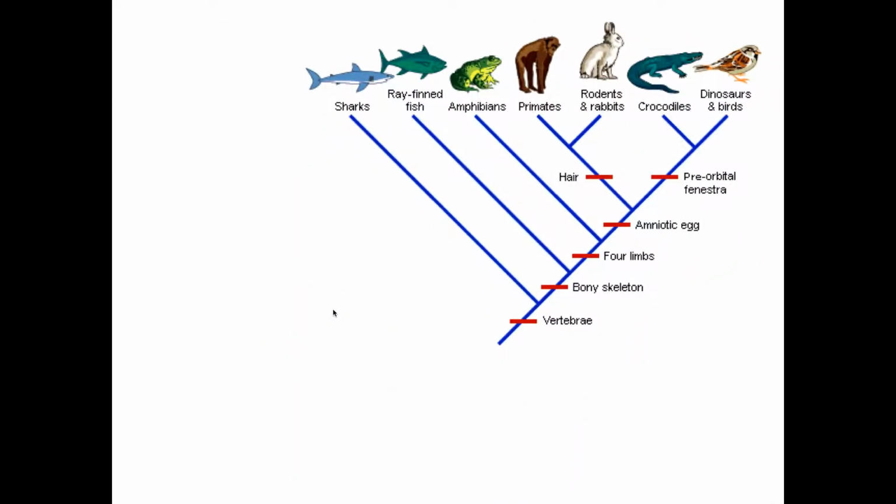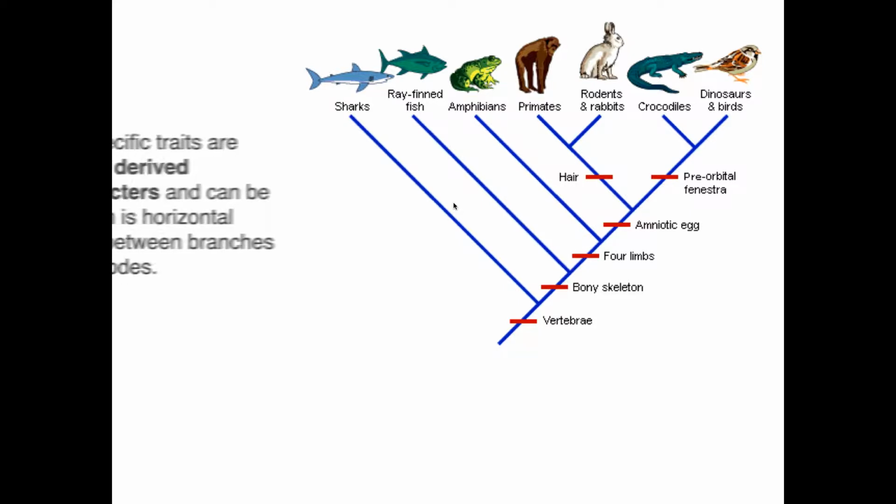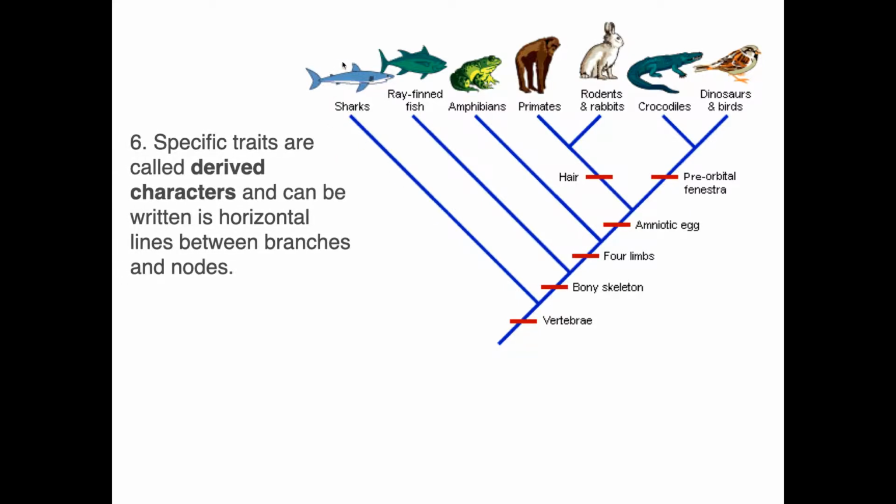Another way of drawing them is as kind of a diagonal, but all of the features are still there. We still have our hypothetical common ancestors, our branches, and our taxons. All of this stays the same. But the reason I'm showing you this one is that it includes derived characters.